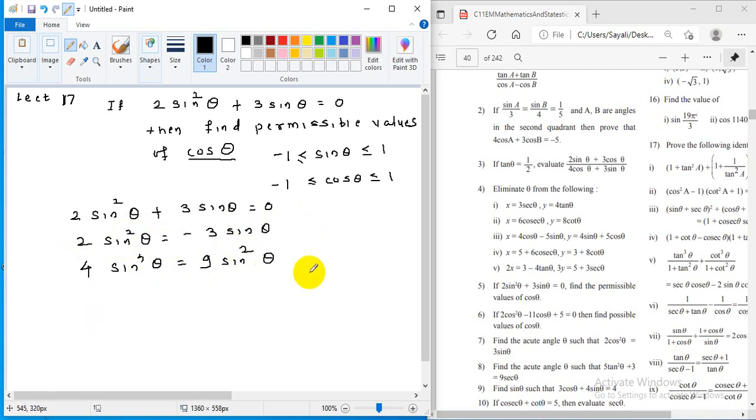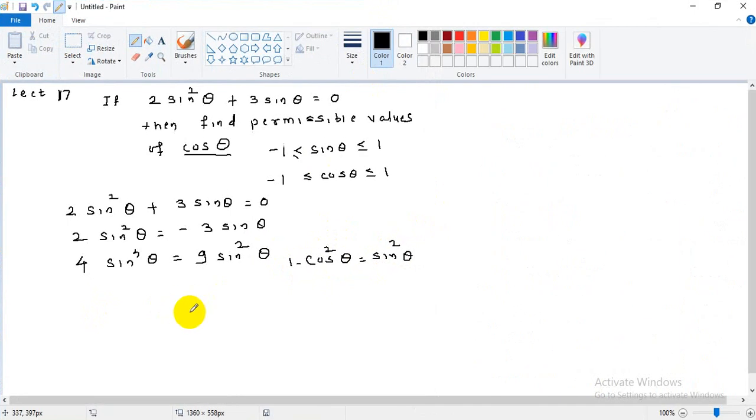And you know that the fundamental identity tells you that 1 minus cos squared theta is equal to sin squared theta. I will enlarge this so that you can refer to the whole screen.